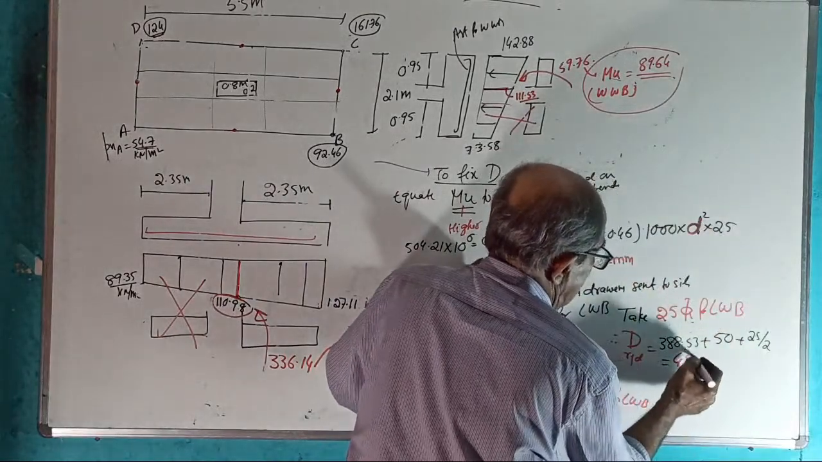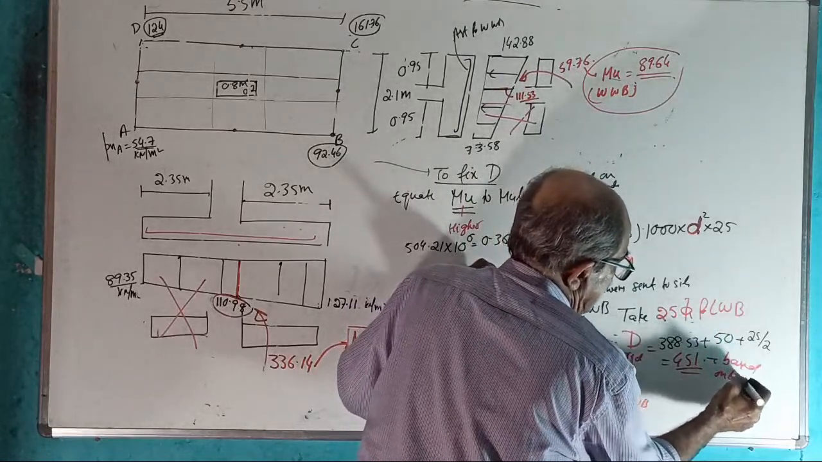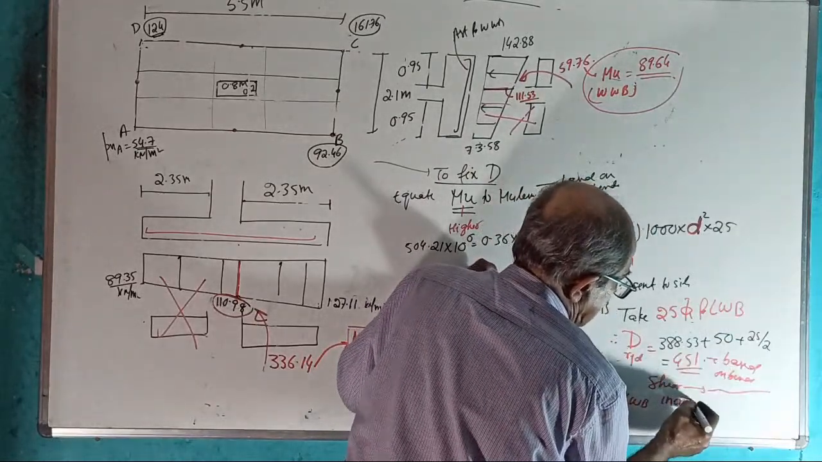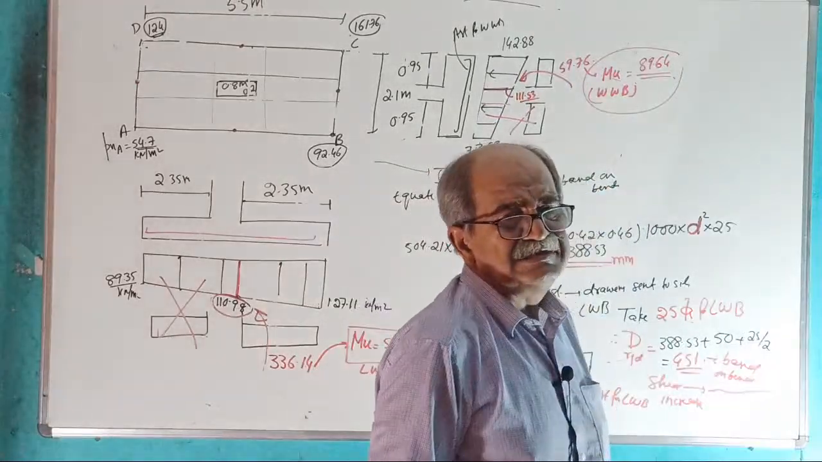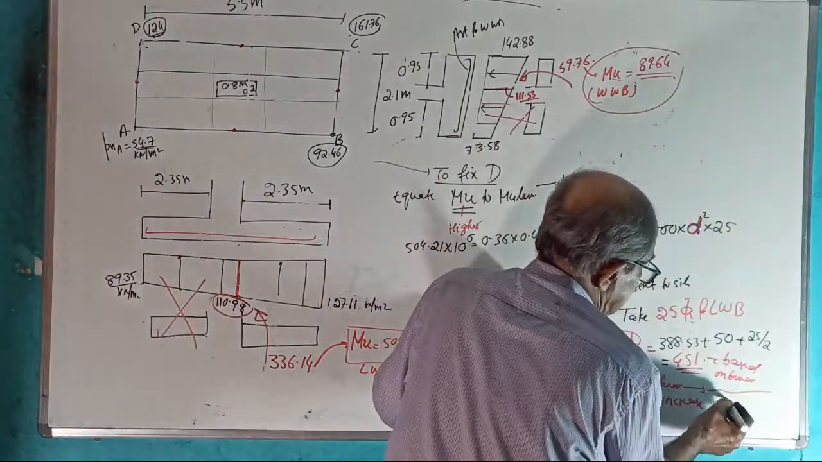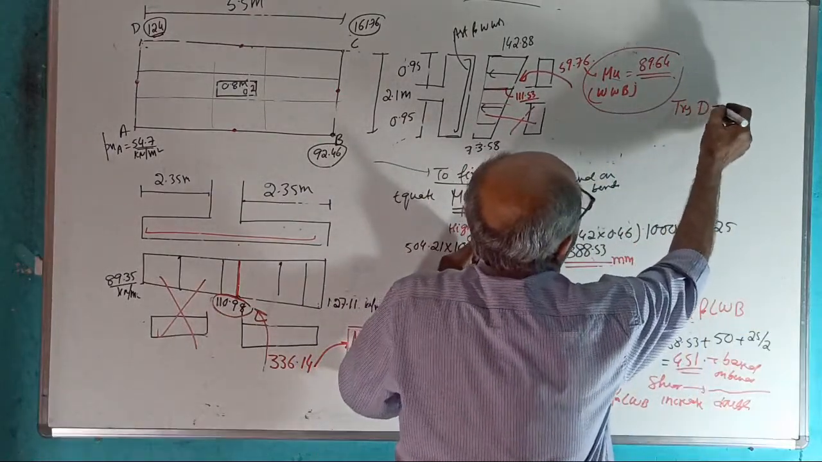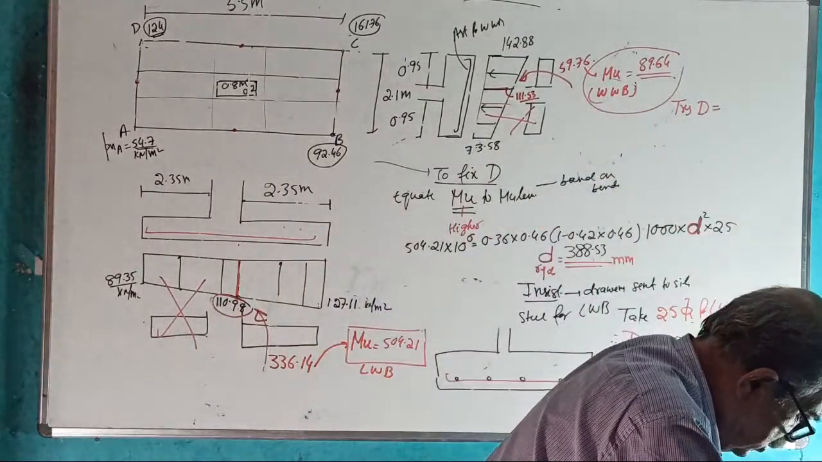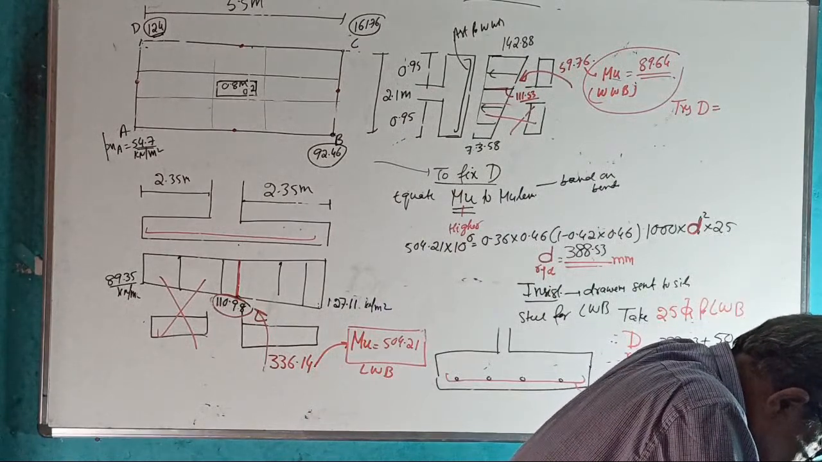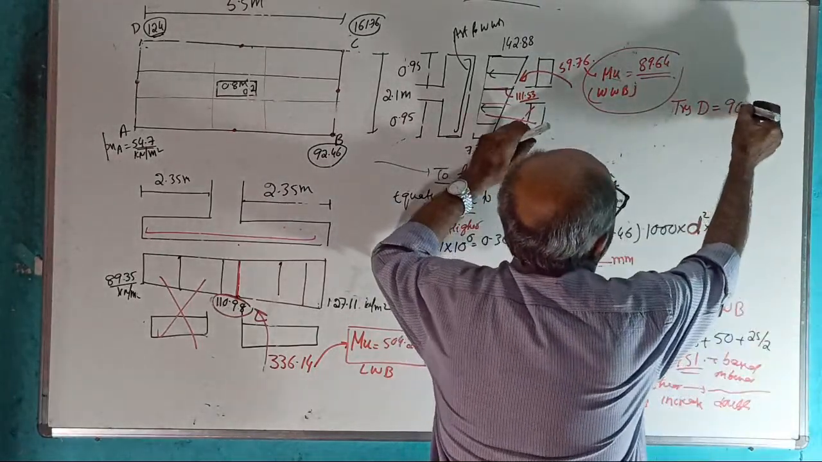451 point something. Okay. Now, 451. Remember, this is based on bending. Now, shear is very critical. Increase by how much percent? I told at least 75% or double. Better take double. Therefore, try capital D equal to how much? Capital D around 900 millimeter. Okay.